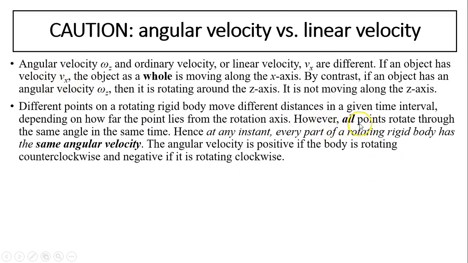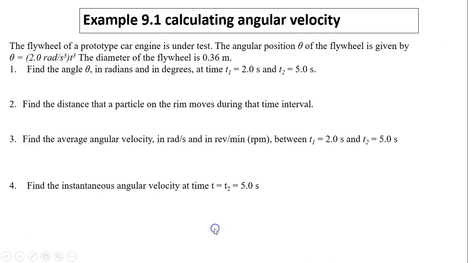But every point, it doesn't matter whether you're far or closer to the center, you are rotating through the same angle. So all points rotate through the same angle in the same time. Hence, at any instant, every part of a rotating rigid body has the same angular velocity. However, the linear velocity is different, right? The angular velocity is positive if the body is rotating counterclockwise and negative if it's rotating clockwise. So those are two different concepts, angular velocity versus linear velocity.